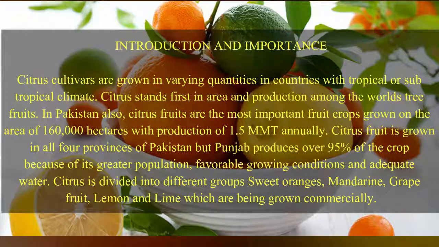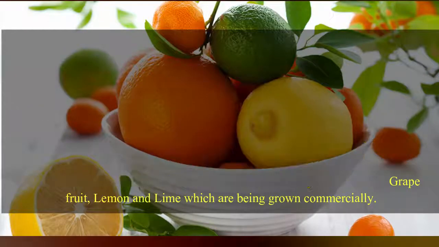In Pakistan also, citrus fruits are the most important fruit crops grown on an area of 160,000 hectares with production of 1.5 MT annually. Citrus fruit is grown in all 4 provinces of Pakistan, but Punjab produces over 95% of the crop because of its greater population, favorable growing conditions and adequate water. Citrus is divided into different groups: sweet oranges, mandarin, grapefruit, lemon and lime, which are being grown commercially.